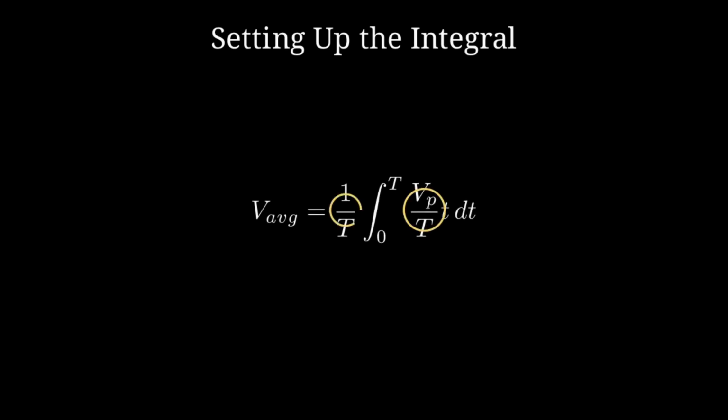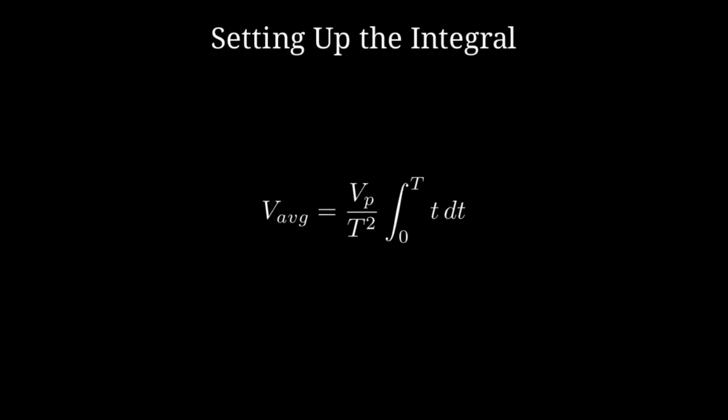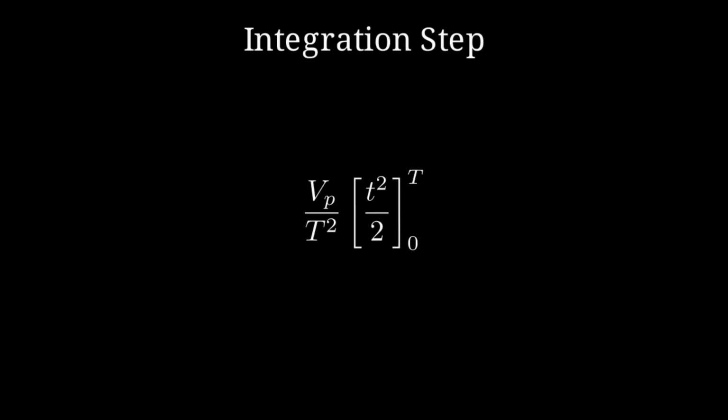Since Vp and T are constants for a given wave, we can pull them outside the integral, leaving us to integrate the simple variable t with respect to time. Applying the power rule of integration, the integral of t becomes t squared over 2. We then prepare to evaluate this expression at the boundaries of our period, from 0 to the full time T.